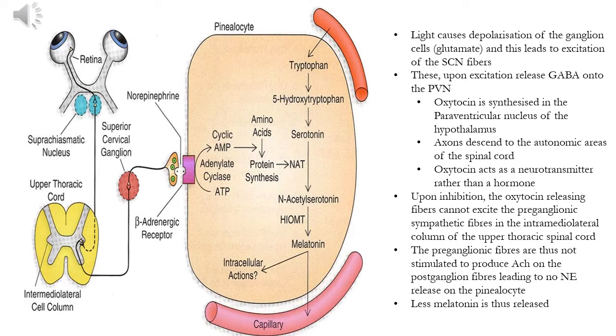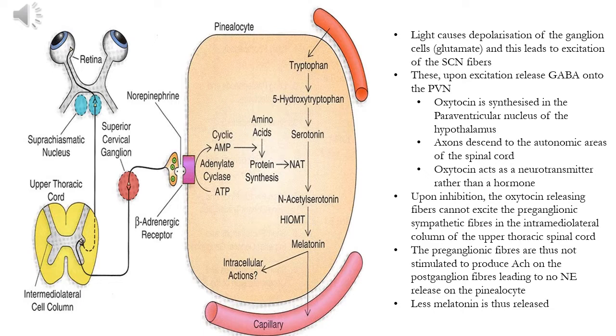And once they release ACh in the superior cervical ganglion, they're going to allow for the postganglionic neurons, which are adrenergic, to release norepinephrine. And the norepinephrine is then going to bind to the beta adrenergic receptors, and thus it will cause melatonin to be produced.